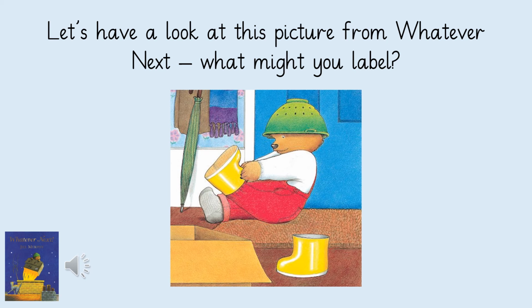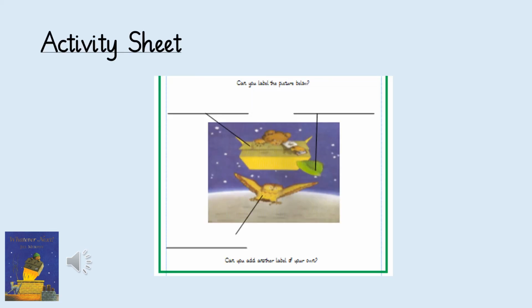It's time for you to have a go at your activity. Look at the picture of Baby Bear and Owl travelling to the moon. Can you label the picture below? Use the black arrows and the lines provided to help you label the picture. Once you have labelled these three things, can you add another label of your own? Remember, labels must be written close to what they are telling us about.